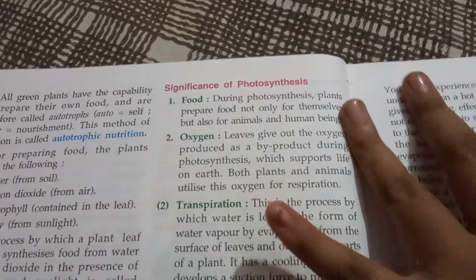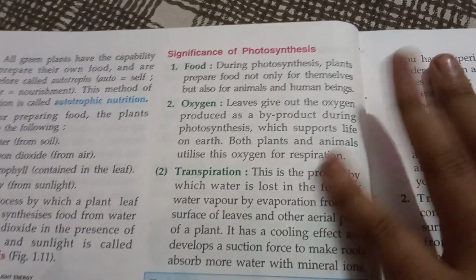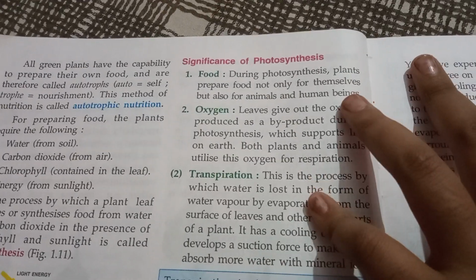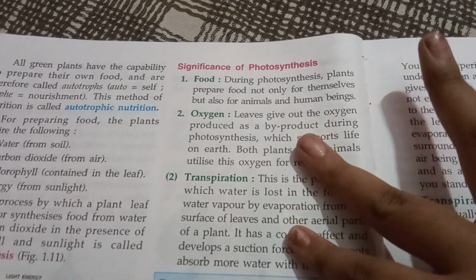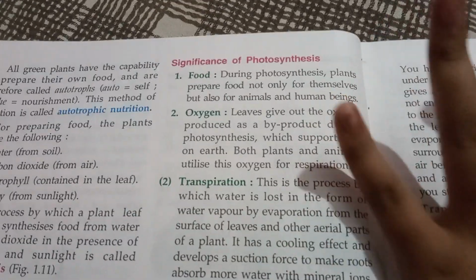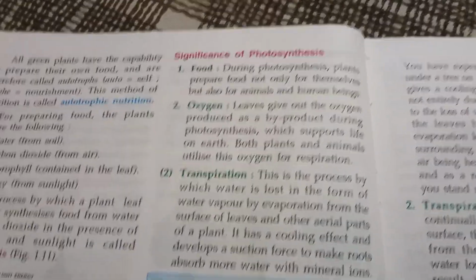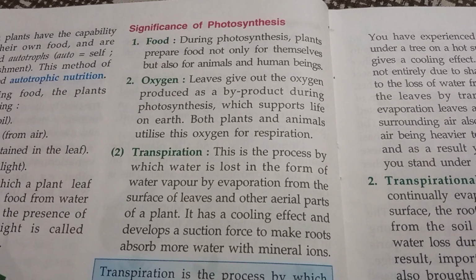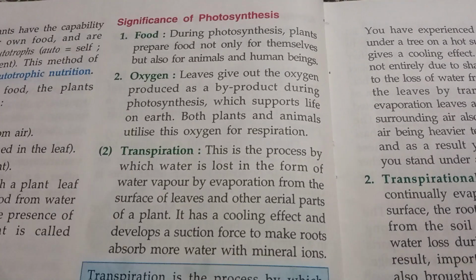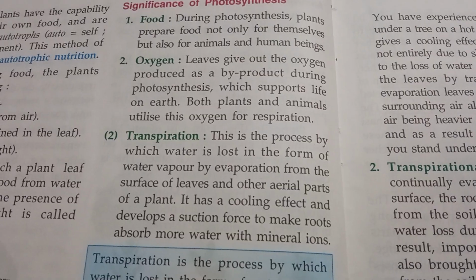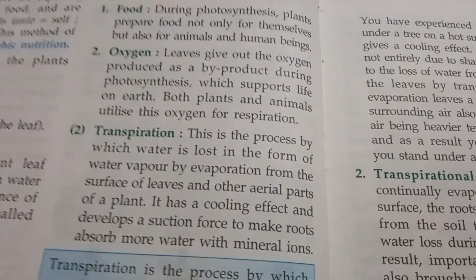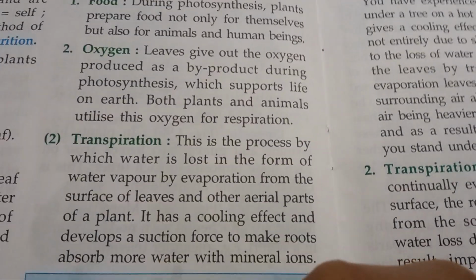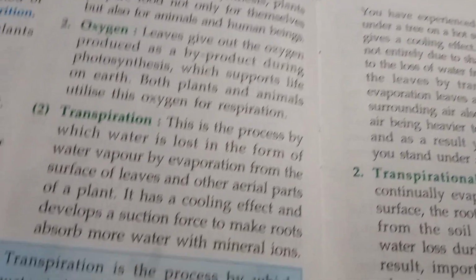Then there is the significance of photosynthesis. Food. During photosynthesis, plants prepare food not only for themselves but also for animals and human beings. The fruits. Then there is oxygen. Leaves give out oxygen, produced as a byproduct during photosynthesis, which supports life on earth. Both plants and animals utilize this oxygen for respiration.